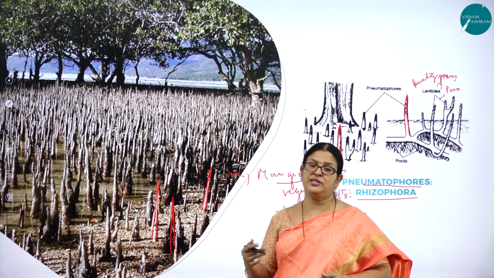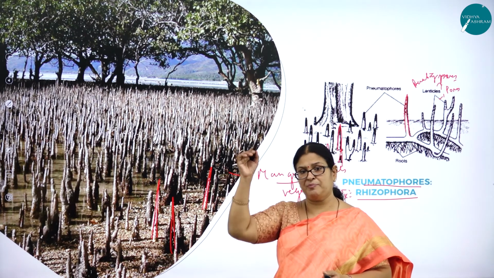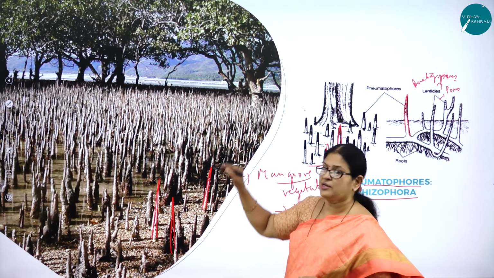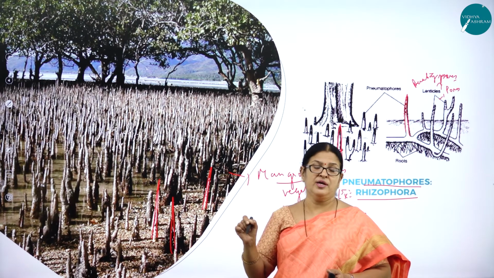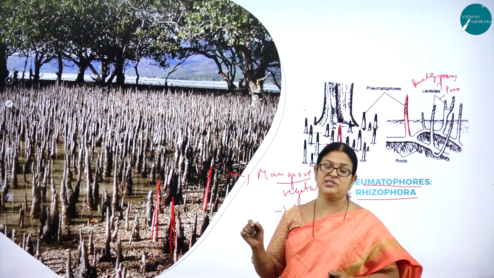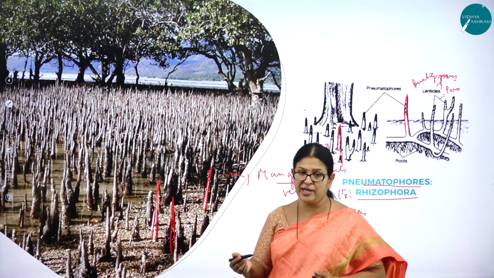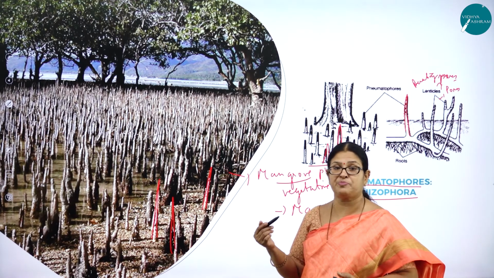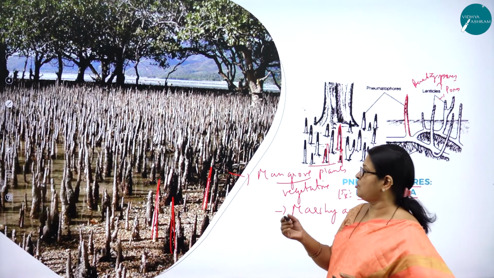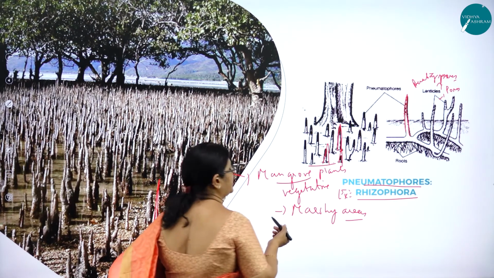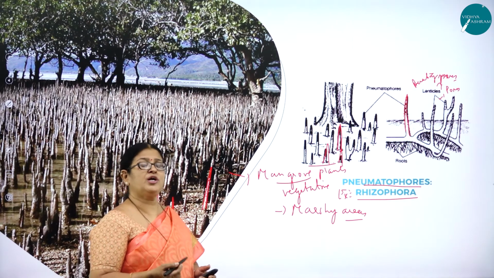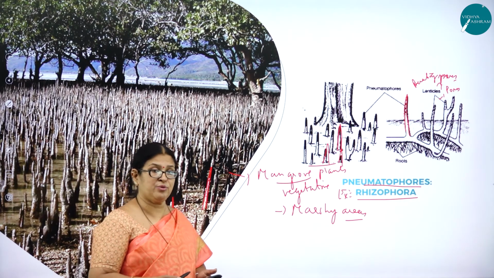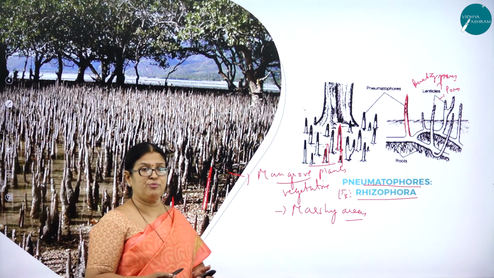So what do they do? They make an alternate means where they start producing the aerating roots like this, growing above the soil, having numerous pores called lenticels or pores, which will help in exchanging the gases from the atmospheric oxygen, thereby helping what? Respiration. Such respiratory roots are called as what? Pneumatophores. This is a very common question which is asked in examinations. What are pneumatophores or what are aerating roots? What is a classical example for pneumatophores?